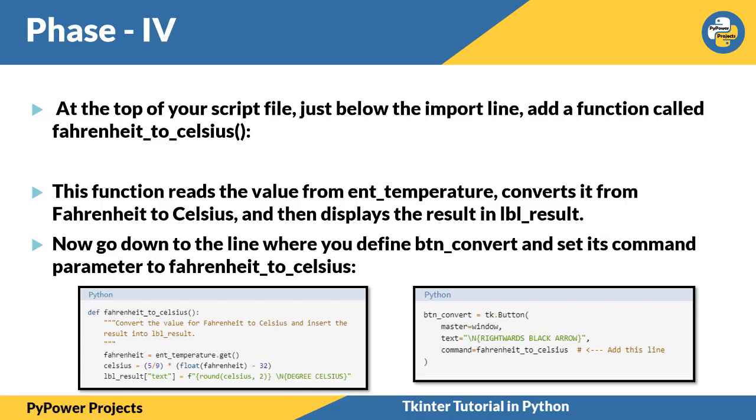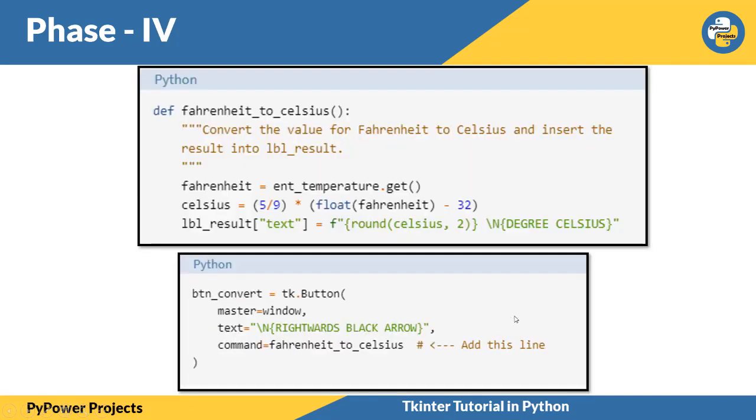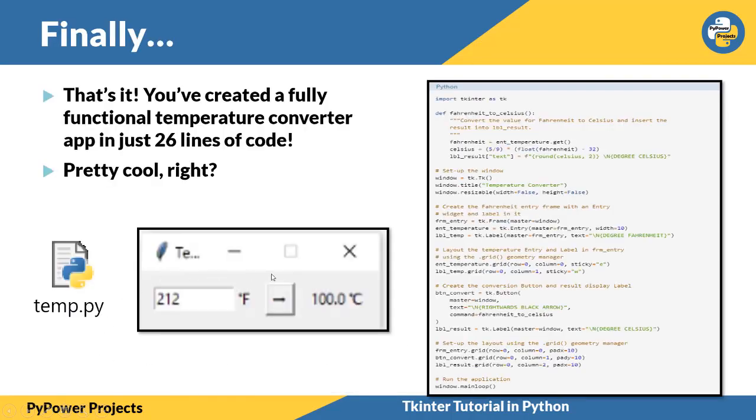See, btn_convert equals tk.Button. Whenever the button is clicked, you need to command the fahrenheit_to_celsius function. So whenever this button is clicked, it will go to this function and then the logic will be run. So this is the main thing. Finally, this is our UI. It's a very simple thing, but still it works and looks better than the black screen.